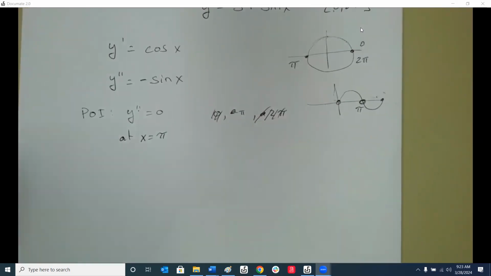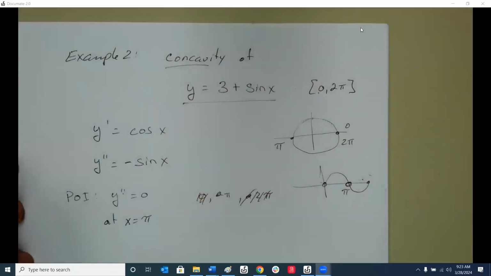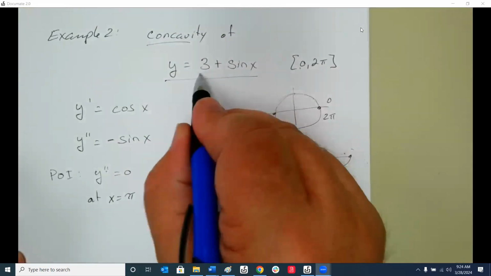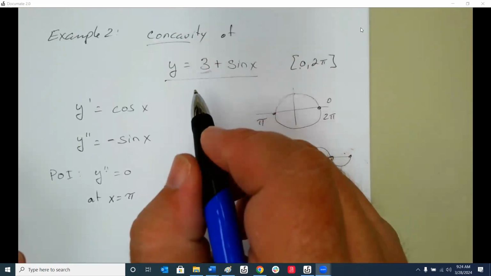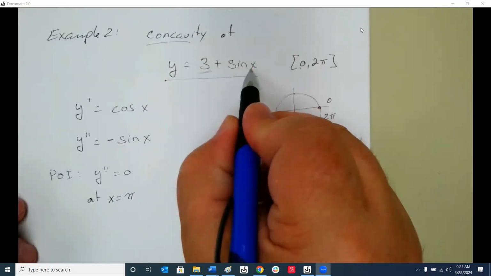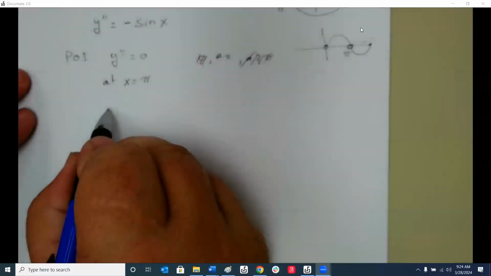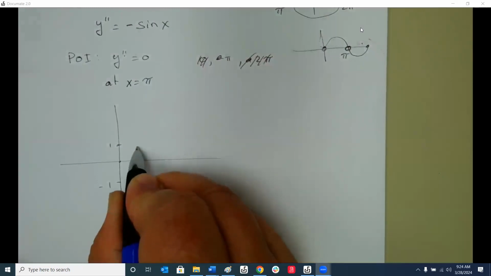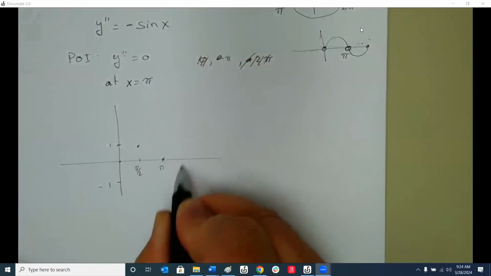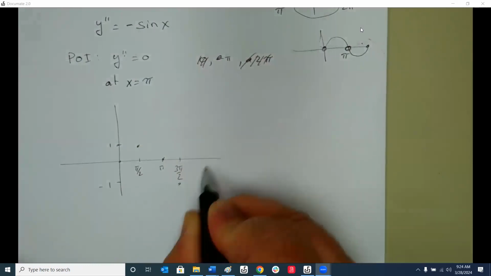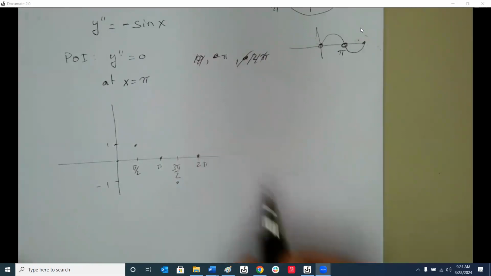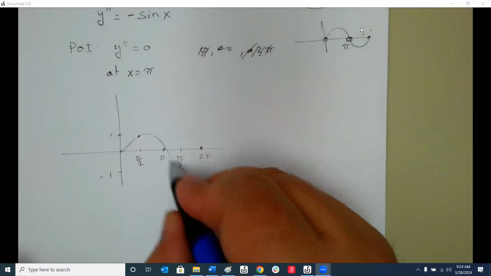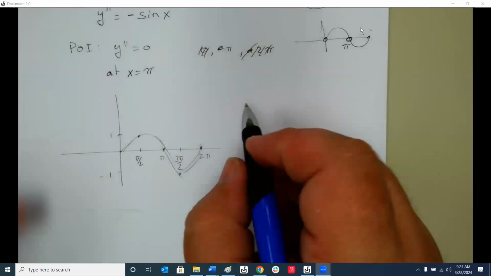Let's look at this in graph form. How would this graph look? What is the purpose of this 3 right here? It's a vertical shift. So we draw the sine function and raise it up 3 points. So the sine function starts there, pi over 2, pi, 3 pi over 2, and 2 pi. So this is our sine function. Raise it up 3.